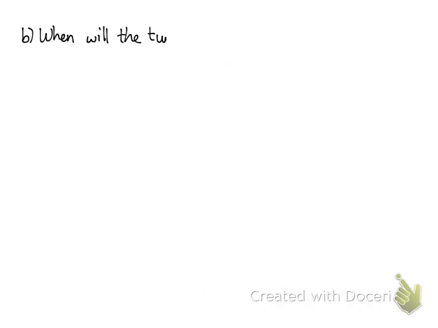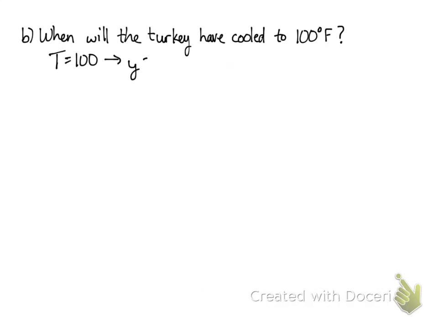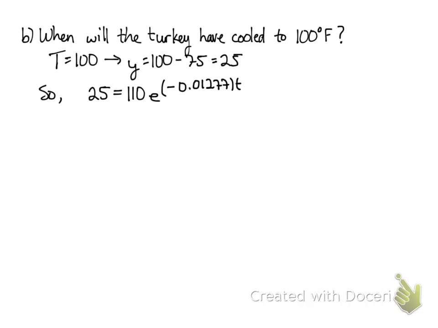The second part of the problem says, when will the turkey have cooled to 100 degrees Fahrenheit? Okay, so we know at 30 minutes it was 150, at 45 minutes it's 137. How long will it take to get to 100? Well, a temperature of 100 converts to a y value of 25. So we want to know what little t time value would make the y value 25.